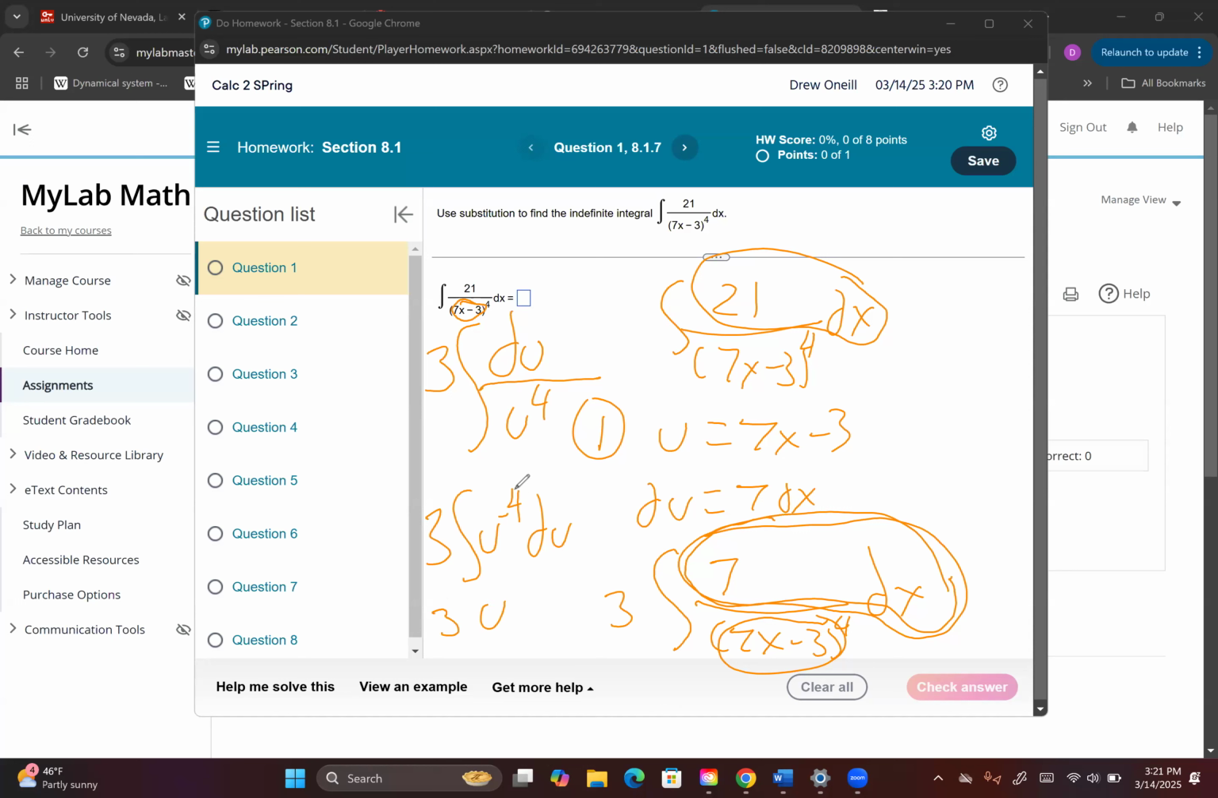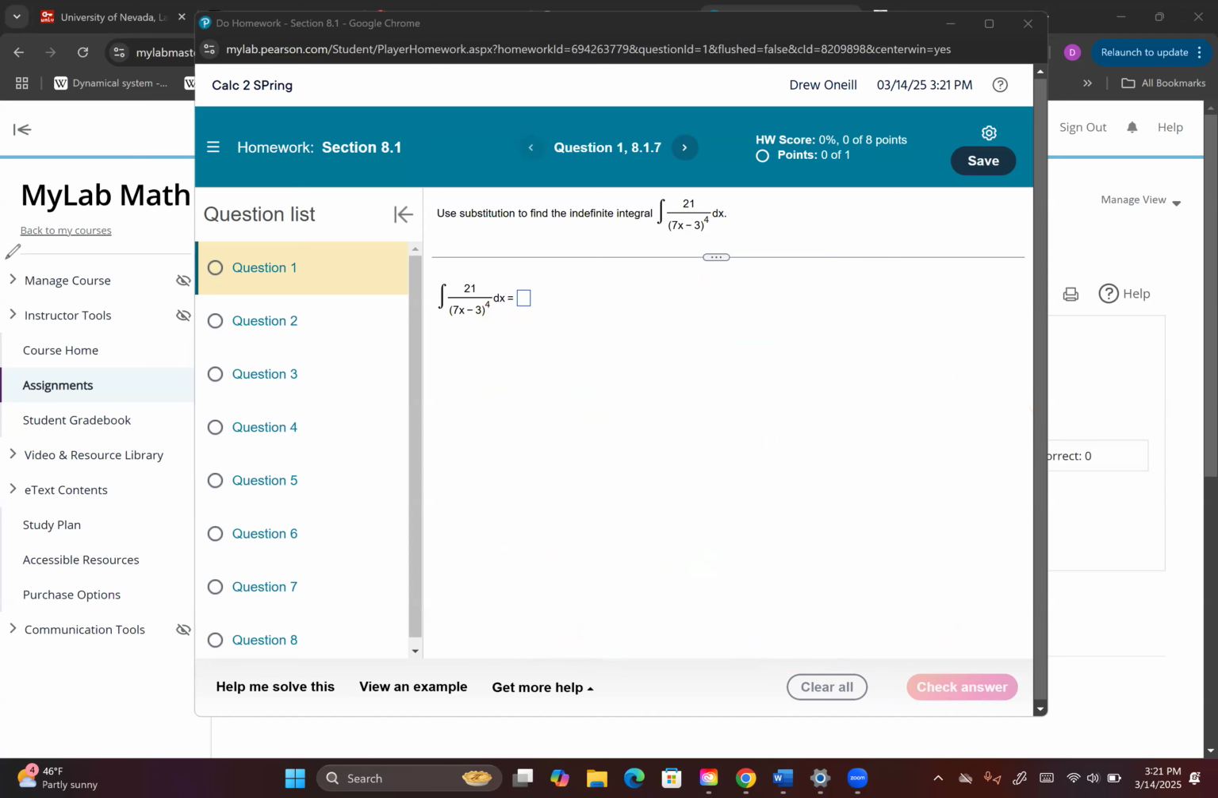What happens when you integrate this? You get u to the negative 3, divide by the new exponent, cancel, and you get negative u to the negative 3. Now, u was 7x minus 3, so we have 7x minus 3 to the negative 3. And that is the same as 1 over 7x minus 3 cubed plus a constant, and that's the answer. Okay, so that's question 1.